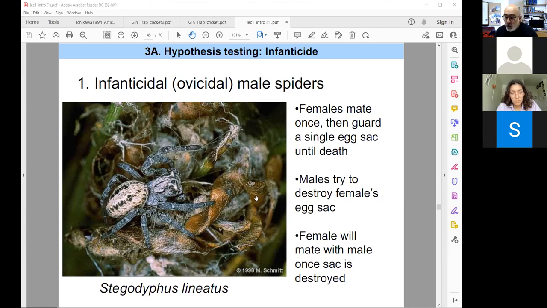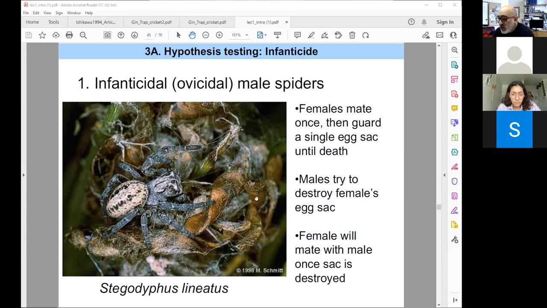So that is that the females only reproduce once, right? Now, what's interesting is that the males, if they are able to destroy the egg sac that's been sired by another male, then that female will actually mate again with the male that destroyed the egg sac.